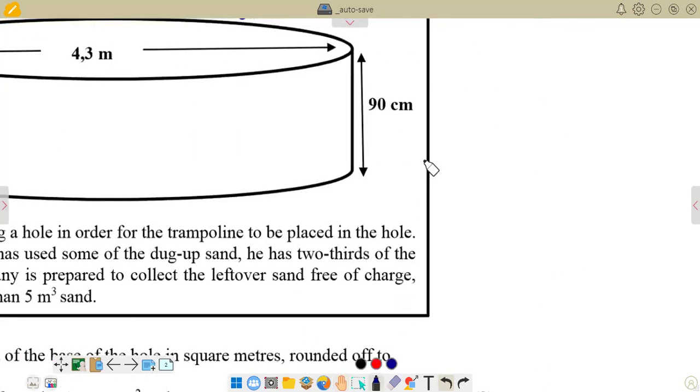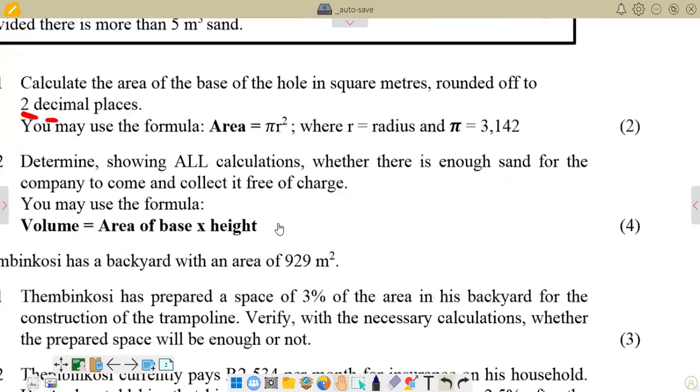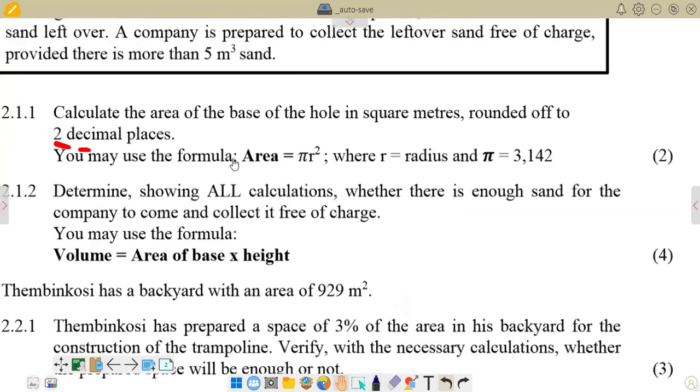90 centimeters converted to meters: we're going to divide it by 100 so that it converts to meters. So 90 centimeters divided by 100 gives us 0.9. This is now our representation in terms of meters. So we are just going to multiply by our height, which is 0.9 meters. The area we got in 2.1.1 is 14.52 square meters, and we multiply it by our height, 0.9 meters.